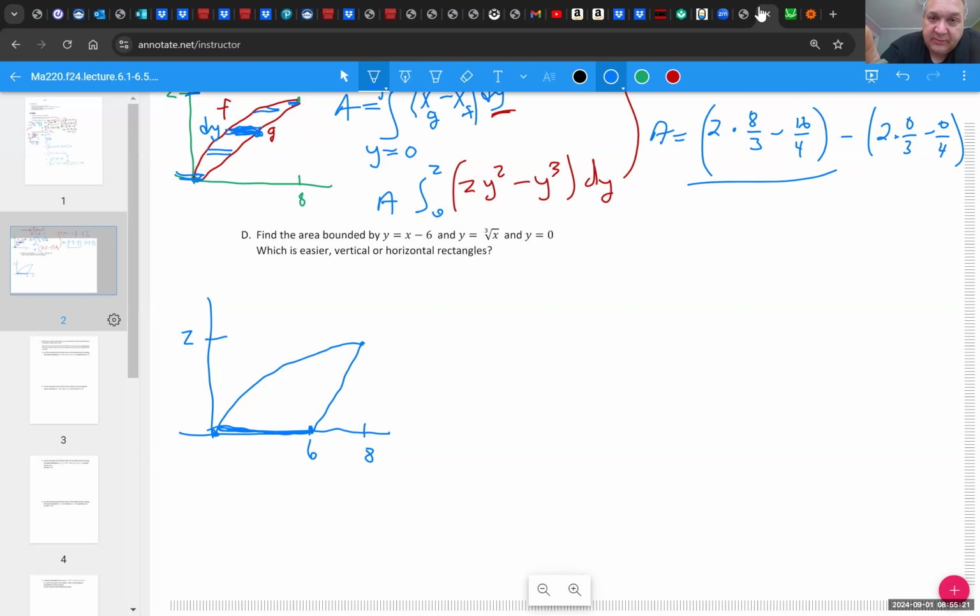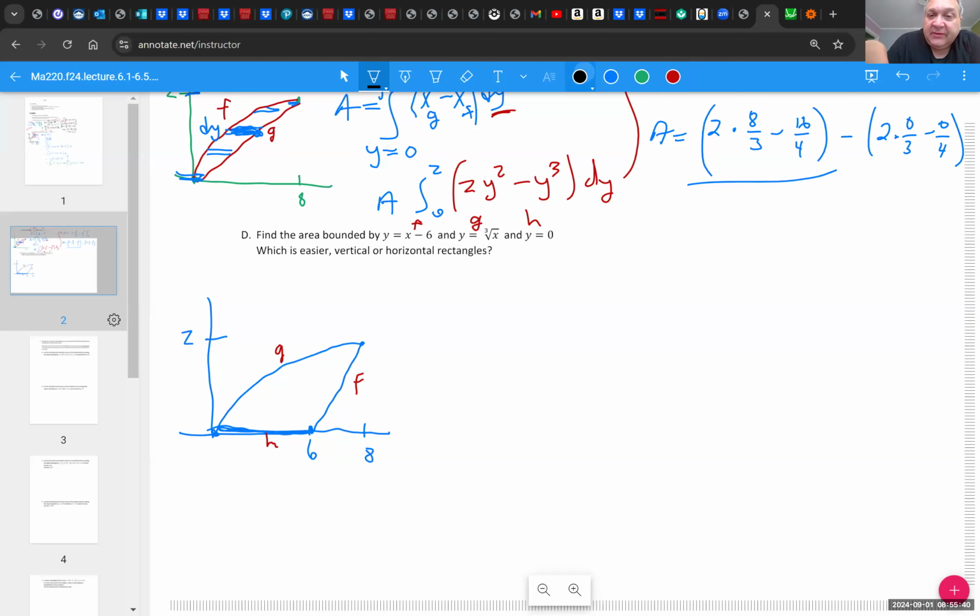And I'll do this one as F, this one is G, and this one is H. So F is this one on the right here. G is this curvy thing over here. And H is sort of the bottom right there. So that's our region. And we're going to slice this.